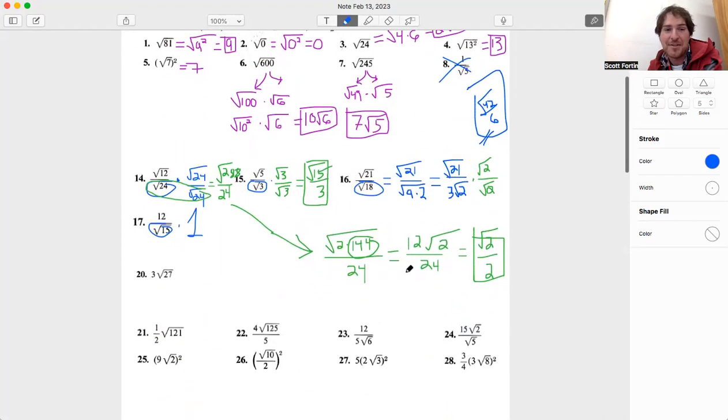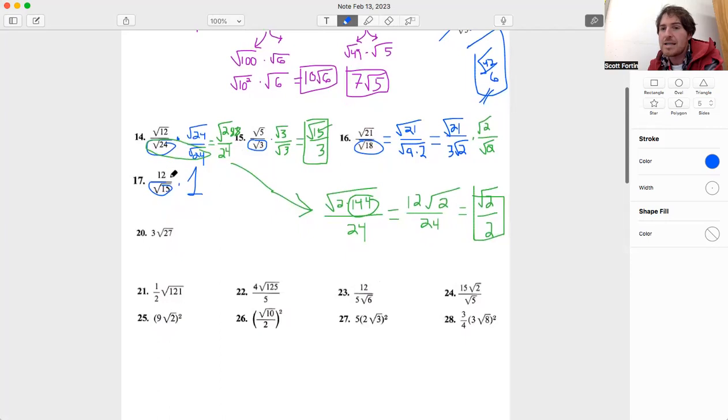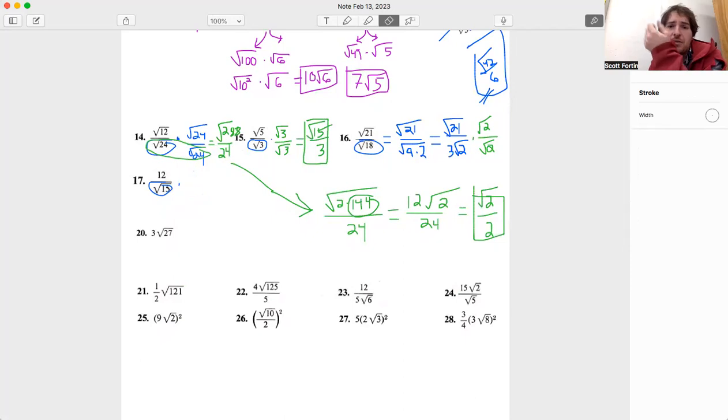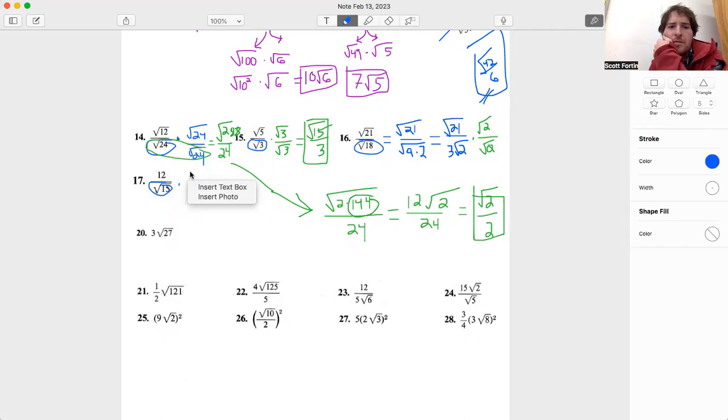I actually have to simplify that further now. This one here, root 15, I can't simplify root 15. We've seen that before. Why? 3 and 5 are not perfect squares. Those are the factors of 15. So on this one, I'm just going to do the process: multiply by root 15 over root 15. I end up with 12 root 15 over 15.